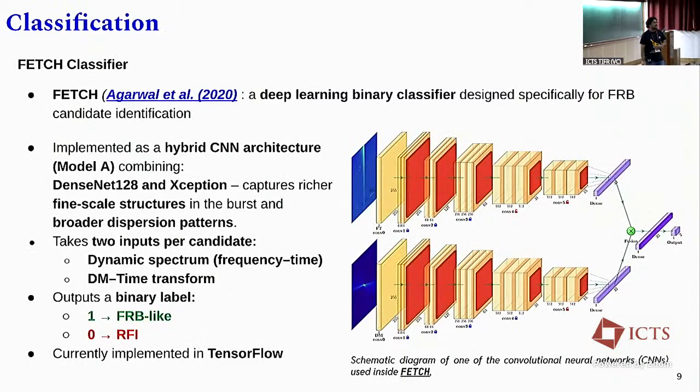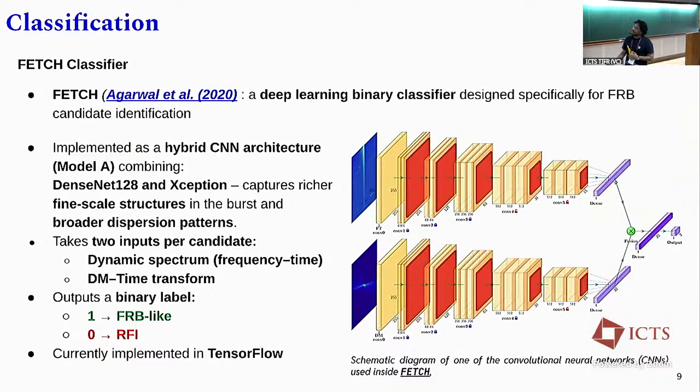And the next stage is the classification. Classification again, because there cannot be a human just checking all the possible candidates and confirming whether it's a true candidate or not, because the system is working in real time. So we need an automated classifier which will just take the features that have been extracted from the candidates and tell us if it's a genuine candidate or an RFI. So for this, we are using Fetch, which is a deep learning binary classifier, which will classify it as an FRB or an RFI.